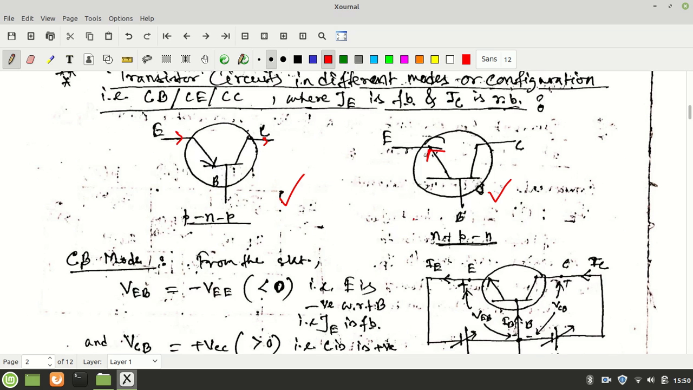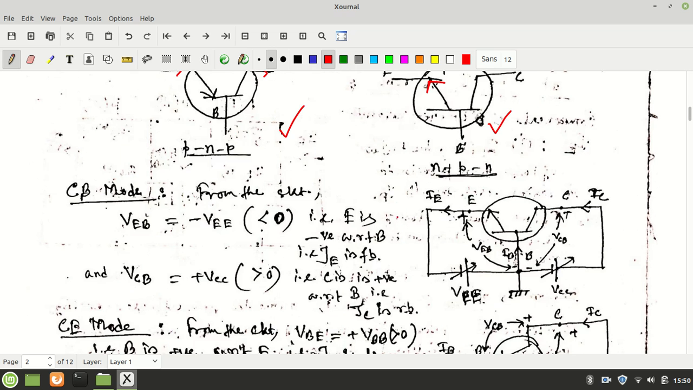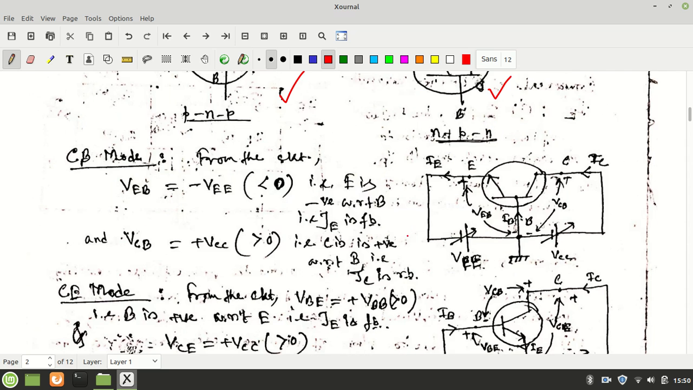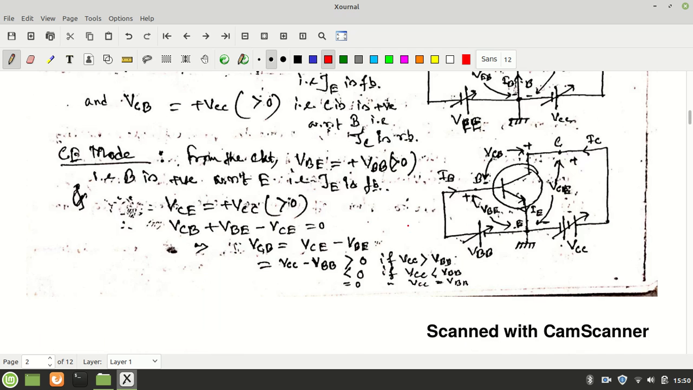This is PNP and this is NPN, the two types of circuit symbol. The arrows differentiate the two transistors, whether it is PNP or NPN, the arrow at the emitter-base junction. Okay. Now there are certain modes of operation of the transistor. There are three types of modes: common base, common emitter and common collector modes.